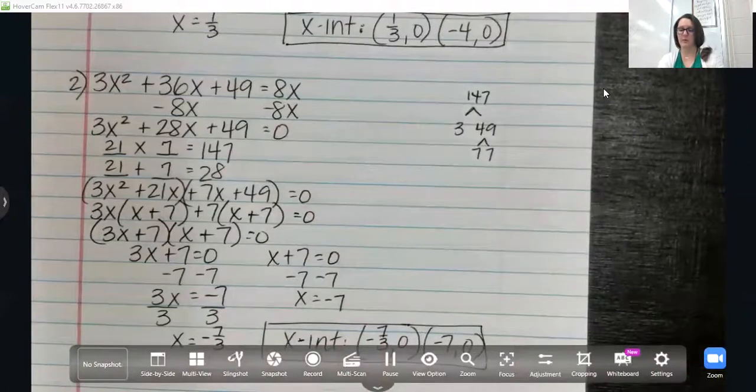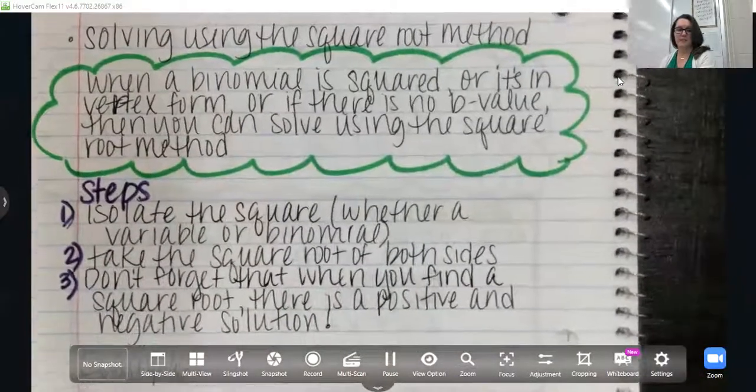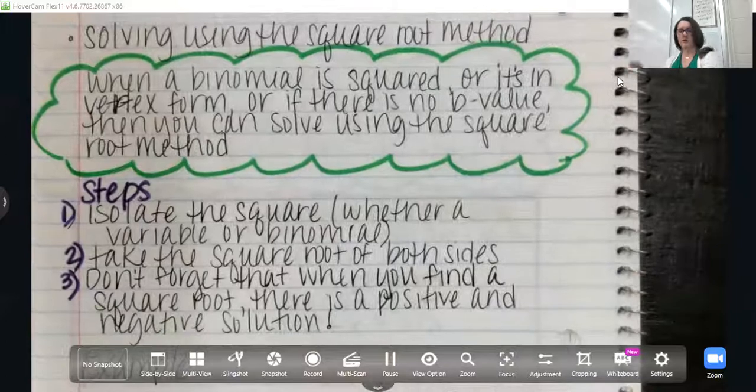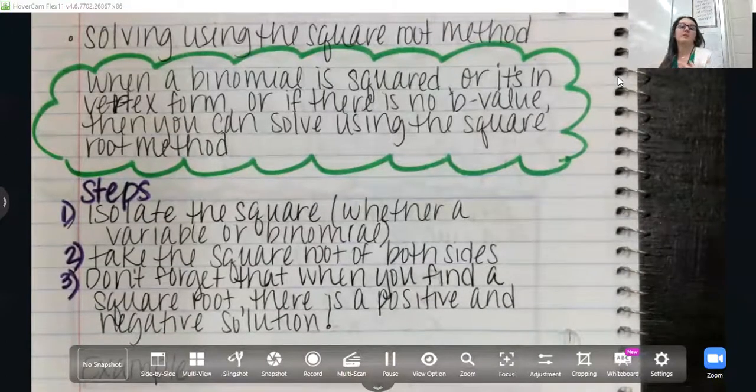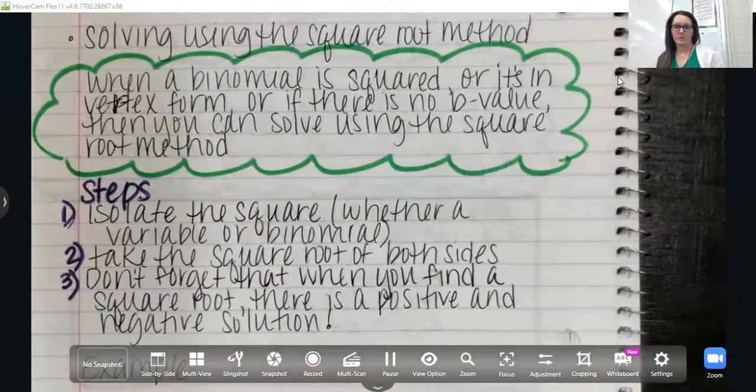All right, so those were our two examples for solving by factoring. And here's solving using the square root method with steps. If you'll copy those down, please go ahead and pause and copy. When a binomial is squared, or it's in vertex form, which is x minus h squared plus k, or if there's no b value, then you can solve using the square root method.